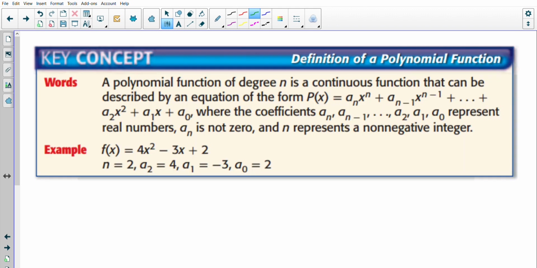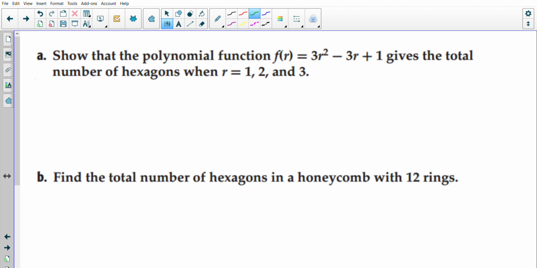All right, so now the definition of a polynomial function. A polynomial function of degree n is a continuous function that can be described by an equation of the form p of x is equal to the general polynomial where the coefficients a sub n and so on represent real numbers. So we just have to make sure that we have all the rules we just talked about. So show that the polynomial function f of r equals 3r squared minus 3r plus 1 gives the total number of hexagons when r equals 1, 2, and 3.